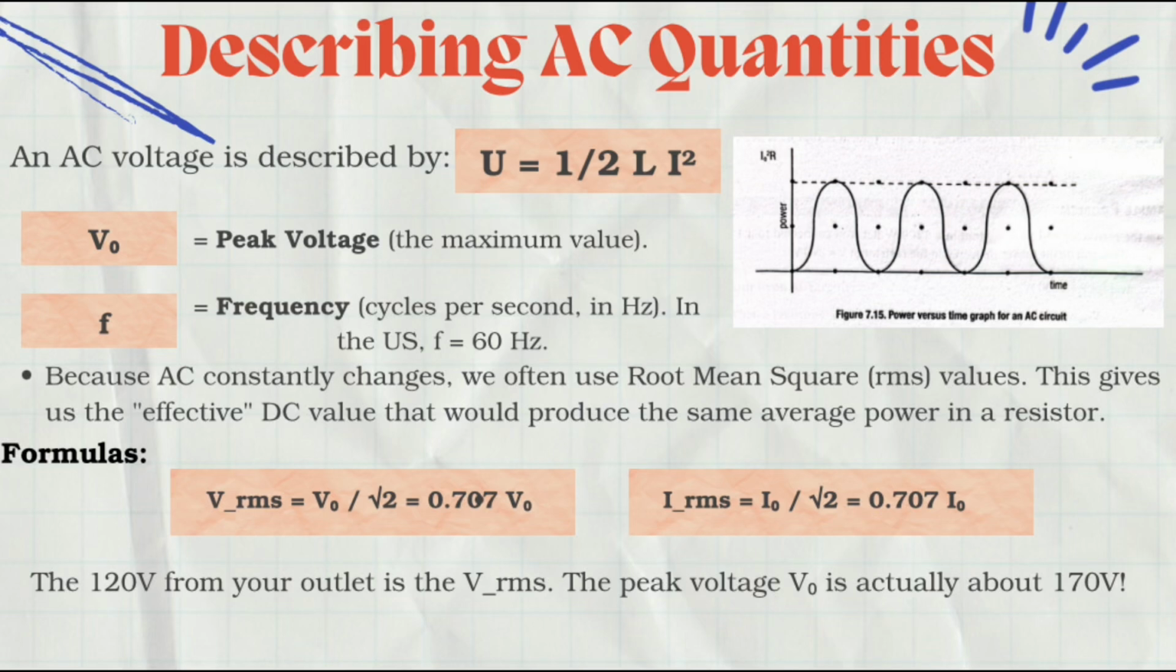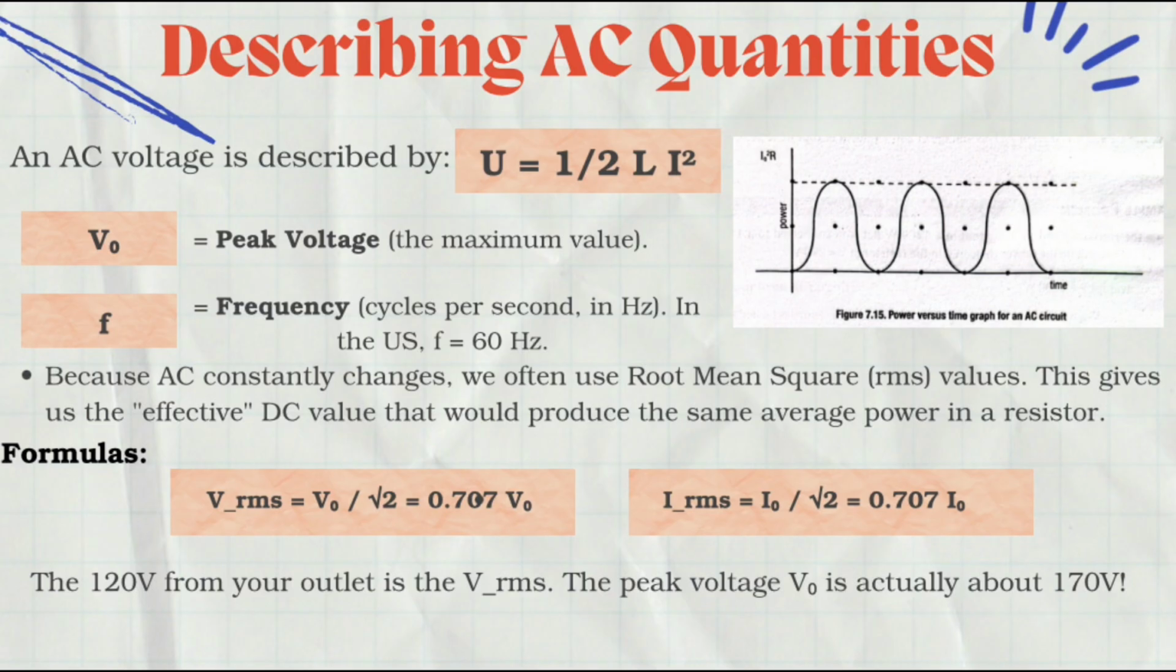The voltage in an AC source follows a sine wave. V equals V naught times sine of 2 pi f t. V naught is the peak voltage. In the Philippines, that's about 311 volts. But we quote it as 220 volts.